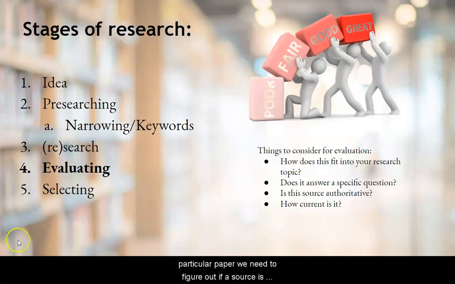We need to figure out if a source is authoritative or not. We're going to talk about the differences between scholarly and popular articles in a future video, but we need to figure out, is this article written by some random person on BuzzFeed, or is this article written by an expert psychologist who has been doing this type of research on this topic for years? They are much better at that particular authority.